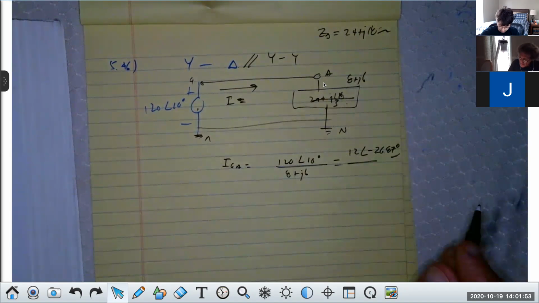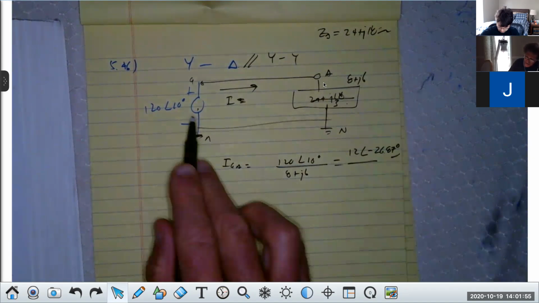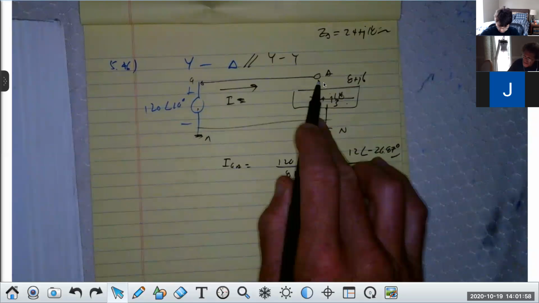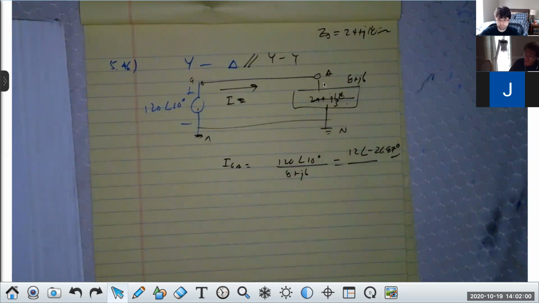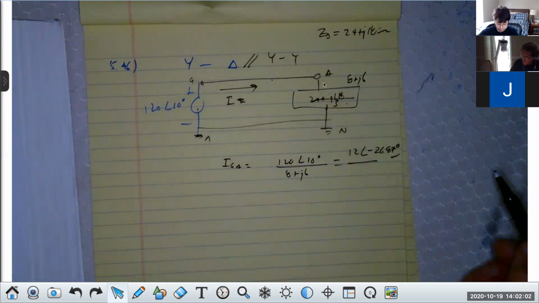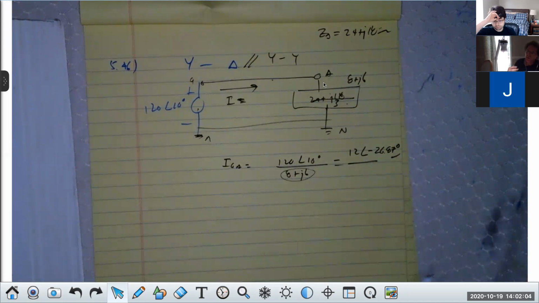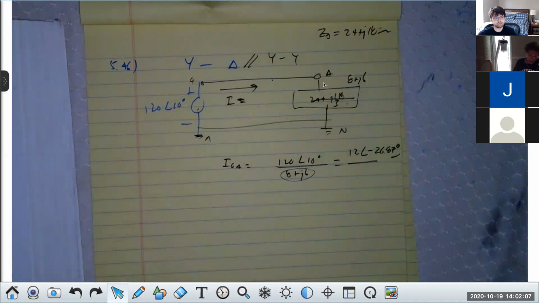That's IAA. And again, you'll notice that VAN is VAB because there's no line impedance. If line impedance was added, the only thing that happens is this number goes up and the current's magnitude goes down. That's pretty straightforward.